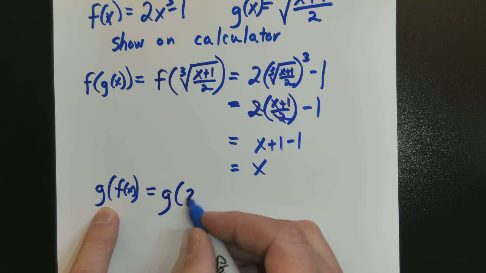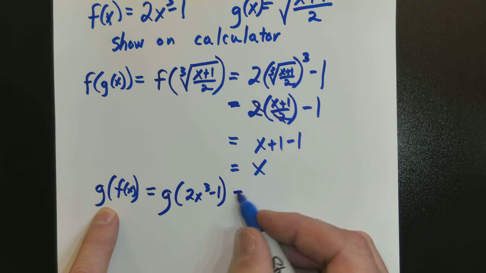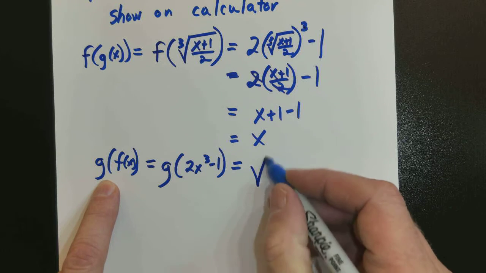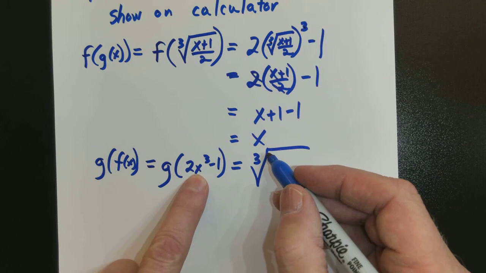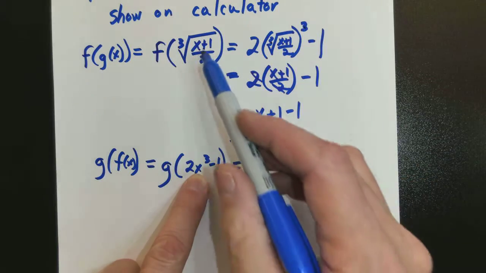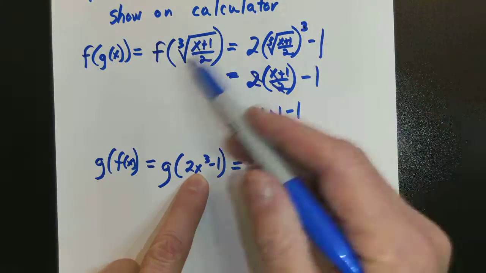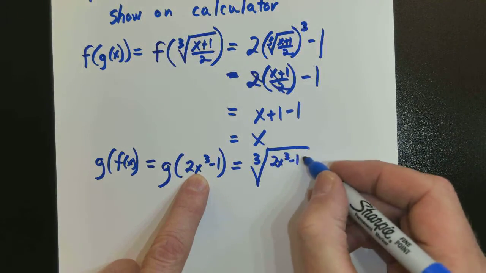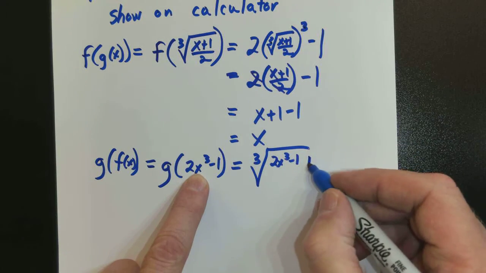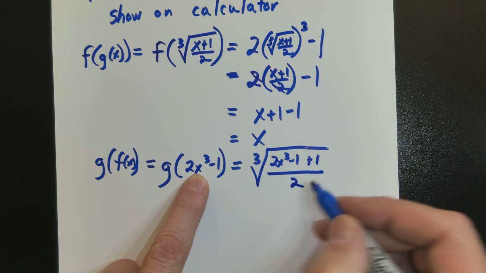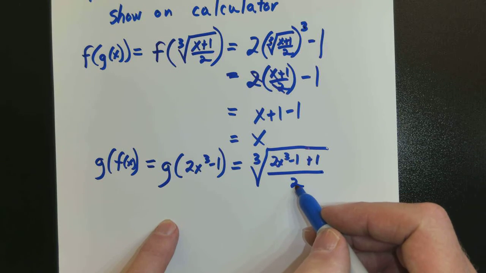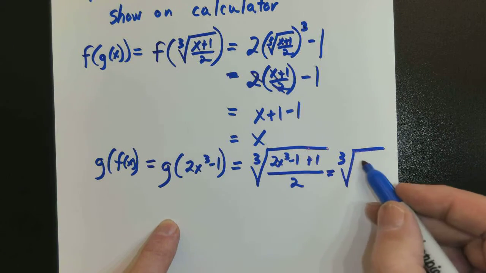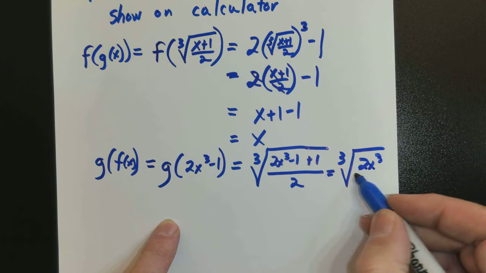g of 2x cubed minus 1, which is the g function. We take the cube root, our input is x, so for x we're replacing it with 2x cubed minus 1. Then we have this plus 1, and that's over 2. Here's our input, plus 1 over 2. Cube root, minus 1 plus 1 cancels out, of 2x cubed over 2.